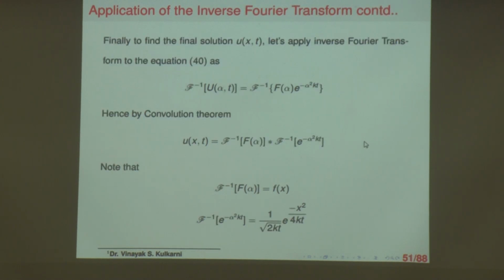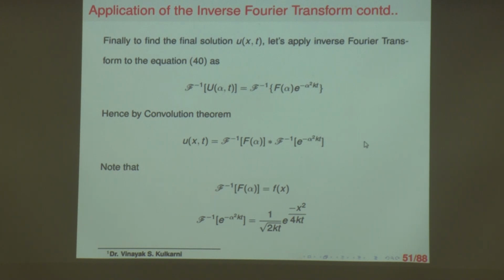Next. So to apply the inverse Fourier transform, now this F inverse operator I will apply on both sides of the equation. Now here, what will happen? F inverse of capital U(alpha, t), directly as notation wise, I can write u(x, t). But here again, this is a product of two functions. F(alpha) is a separate function, e to the power minus alpha square kt is a separate function.